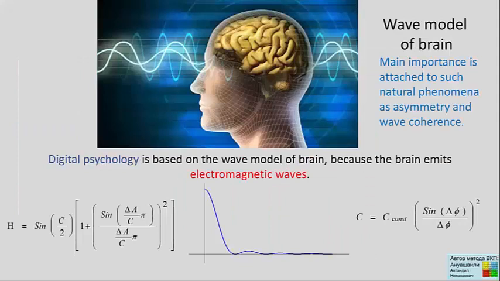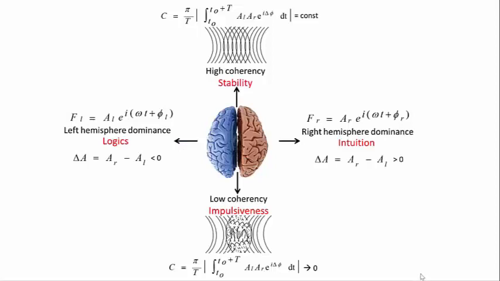In this regard, the study of wave processes in the brain and the structure of the human psyche allows us to understand the laws of a person's relationship with nature and society, as well as the underlying motivations of human behavior. To determine the psychological state of a person, it is important to know two parameters of the brain: the dominance of one of the hemispheres and the consistency between them. These parameters are determined by measuring the difference in amplitudes and coherence of electromagnetic waves in the hemispheres.